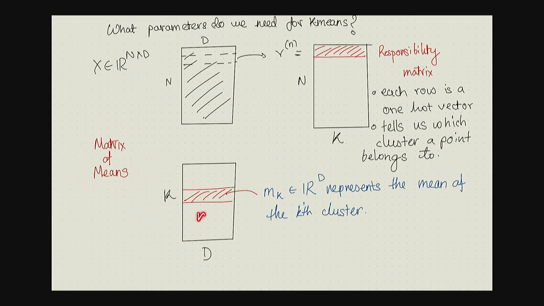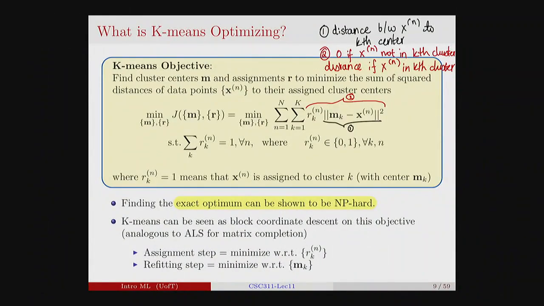And so we'll use m sub k to denote every row of this matrix of means, and we'll use R_n to denote one of the entries of the responsibility matrix. So any questions about these two matrices? Okay, so now let's dive into the mathematical formalism of what we're actually doing.